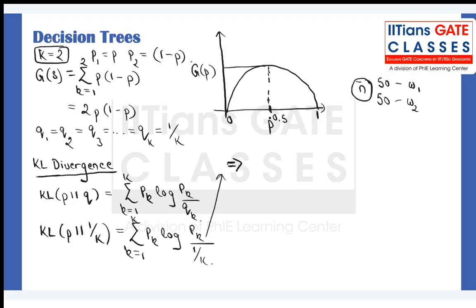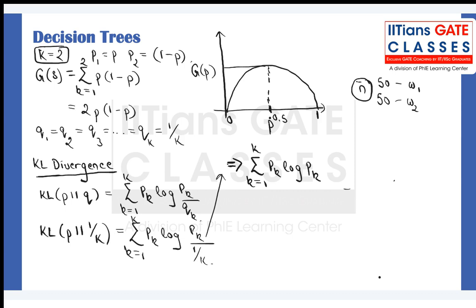Writing it here, what I can say is this is nothing but summation k equal to 1 to K, pk log pk, minus summation k equal to 1 to K, pk log 1 by K. Now, how did this come up? Let me not jump the gun. Let me go step by step so that you understand. So pk log pk, that I hope is clear.